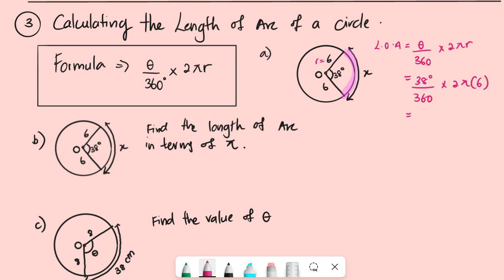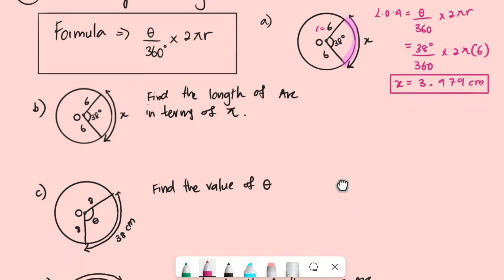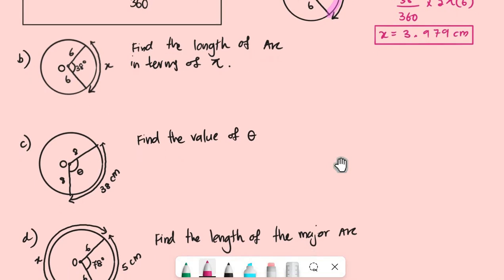So once you put this in your calculator, 38 times 2 times pi times 6 divided by 360, you would get the length of arc, which is x, would be 3.979 cm. So this is the length of arc. You can put this in your calculator and you will get your answer. All right, now the second question, let's go to the B part.